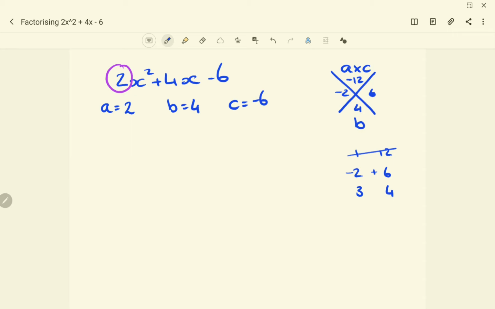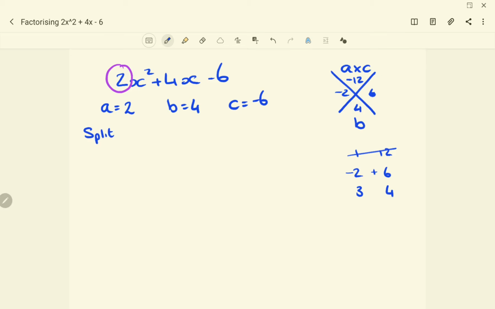And this is where we diverge. Because we've got a 2 at the front there, we can't just put these straight in our brackets. We've got an additional couple of steps to do. The first of these steps is splitting.